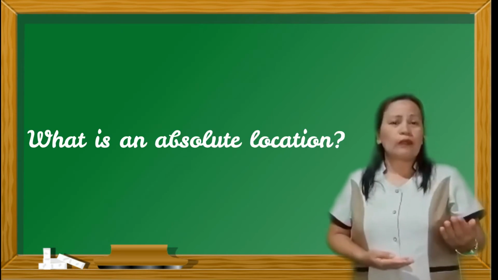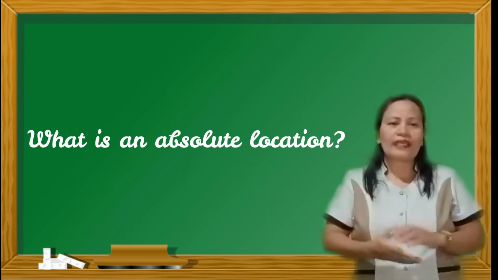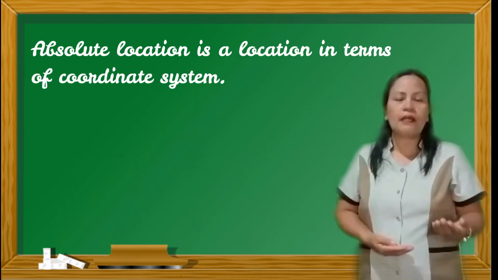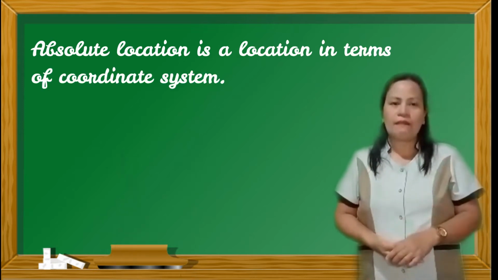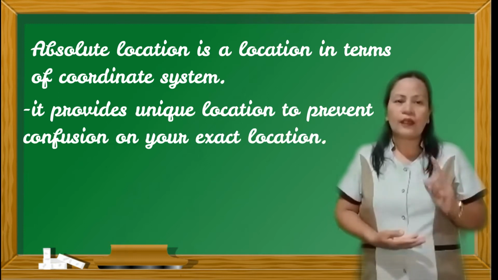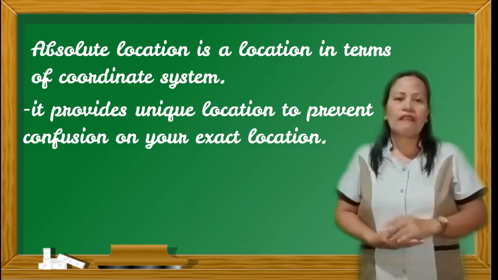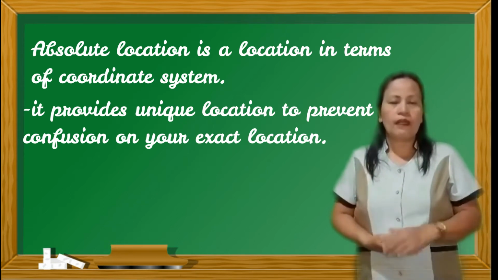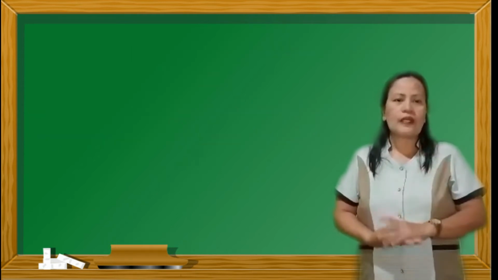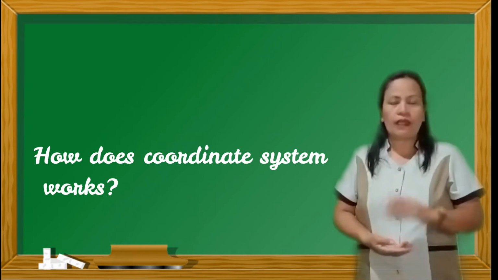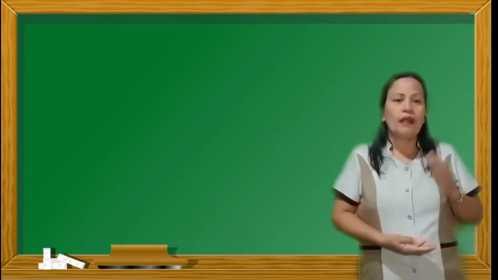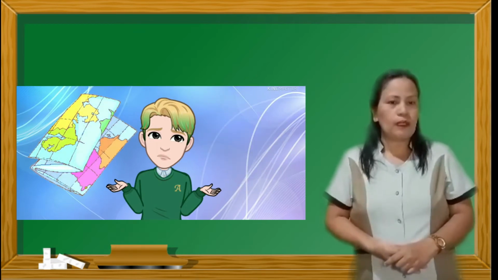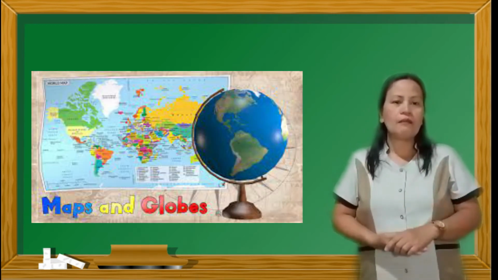What is an absolute location? Correct. Absolute location is a location in terms of coordinate system. It provides a unique location to prevent confusion on your exact location. But how does the coordinate system work? Let's find out. First, using a map or globe. Have you seen a map or a globe?